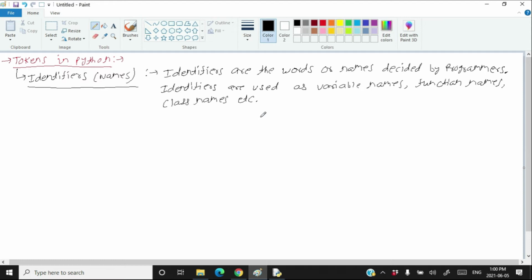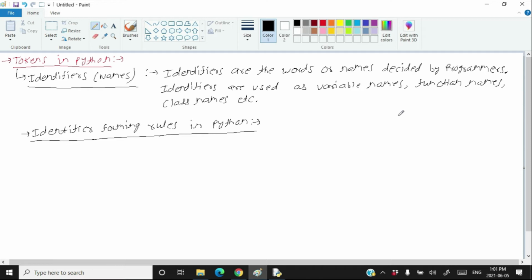So if something has to be decided by programmers, that thing should follow a rule. Because a programmer can decide anything. Therefore, anything which is supposed to be decided by programmers should follow a rule. So we have identifier forming rules in Python. Let's see the identifier forming rules in Python.